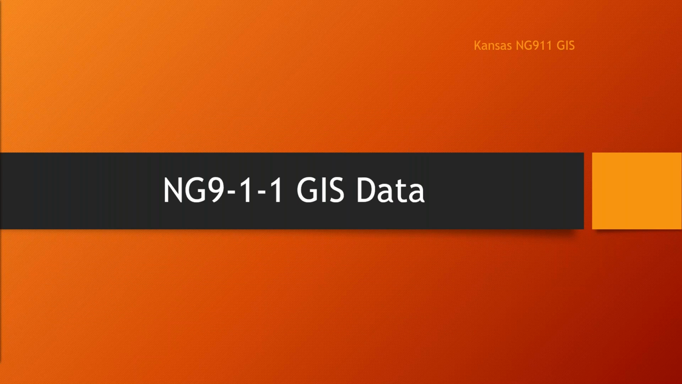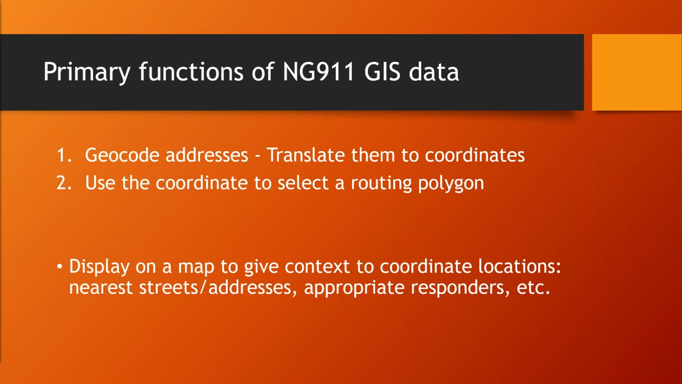And now that we've discussed that set of responsibilities, we also need to discuss the data. Because NG911 GIS data has really 2 functions. Its first function is to geocode addresses, to translate addresses into coordinates. Its second function is to use the coordinate that has been assigned to select a routing polygon so that the call gets to the right 911 center. And trust me when I tell you, there's a lot of people at the national level that say that's the only thing you should worry about the data doing.